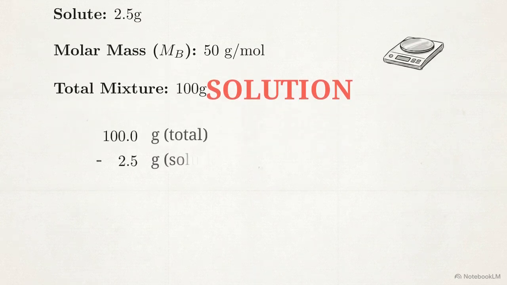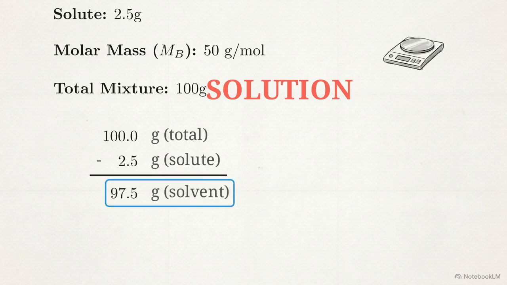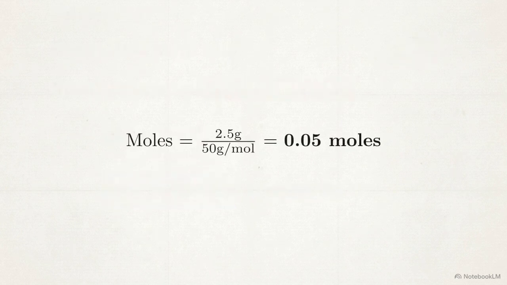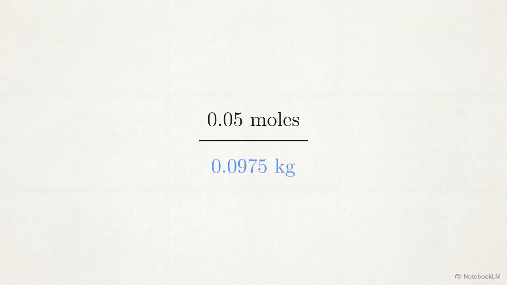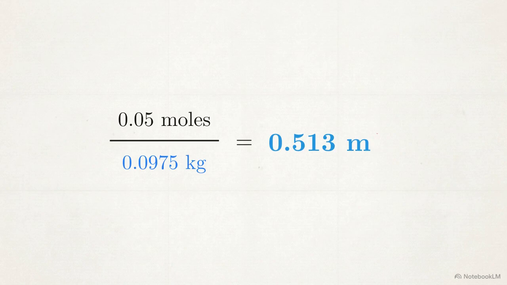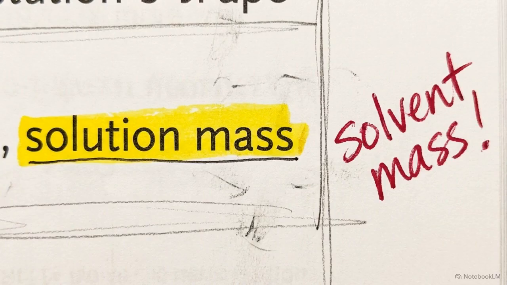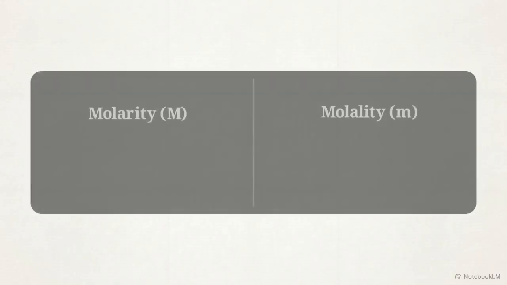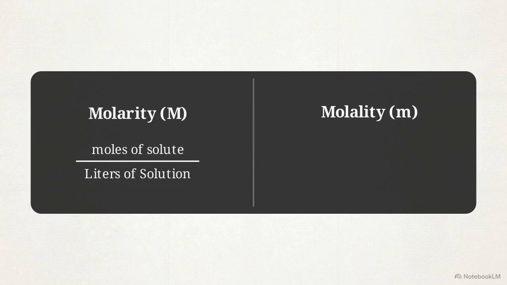We must subtract the 2.5 grams of solute from the 100 grams of solution, leaving 97.5 grams of solvent. After converting 97.5 grams into 0.0975 kilograms, we divide our 0.05 moles of solute by this accurate solvent mass. The final molality is 0.513 m. Recognizing the phrasing solution mass versus solvent mass in a word problem ensures you use the correct value for your denominator. Consolidating these formulas reveals the core pattern behind Chapter 2.